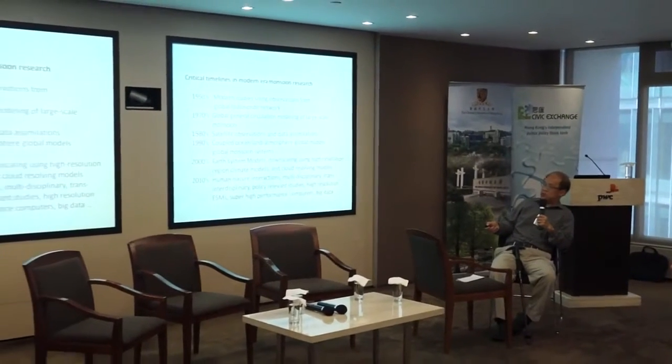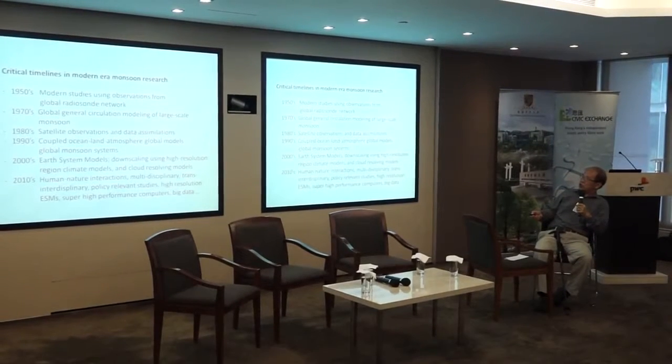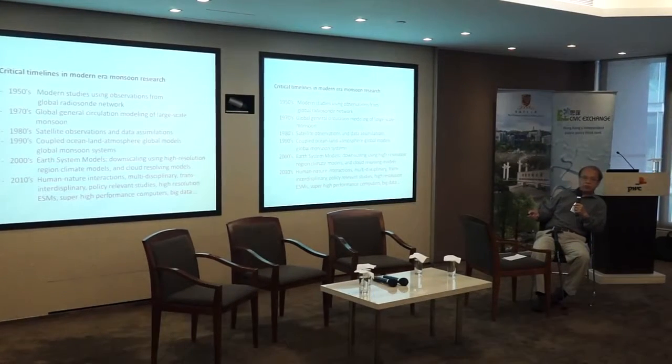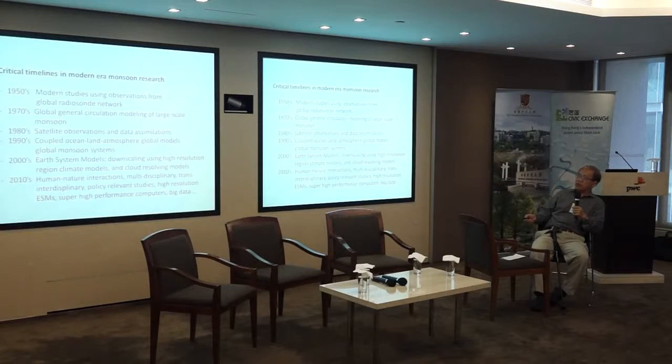So 1950, I would say the modern study using observation from the global radiosonde network, that was just the time where Sir Gilbert Walker was at the later part of his life, where we started to have the global radiosonde observation, the balloon observations. And in the 70s, global general circulation models start to be used. So this uses mathematical, physical equations where you put in the hydrodynamics in the rotating sphere, very fundamental, rigorous mathematics and physics. You build this general circulation of the large-scale monsoon, and then in the 80s, we start to have satellite observation, okay?